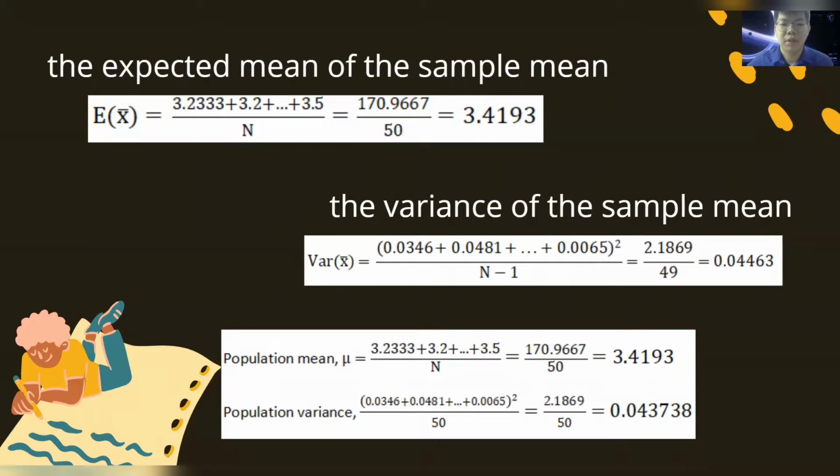The population mean is the sum of sample mean, which is 170.9667 divided by 50, and the population mean is 3.4193. The population variance is the sum of square difference between sample mean and population mean, which is 2.1869 divided by 50, and is equal to 0.043738.